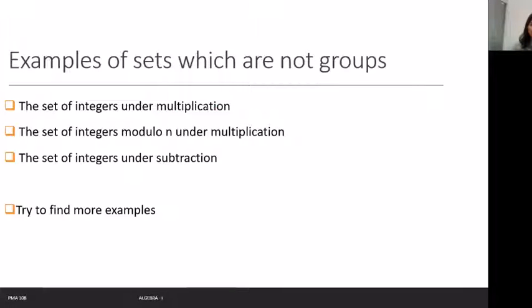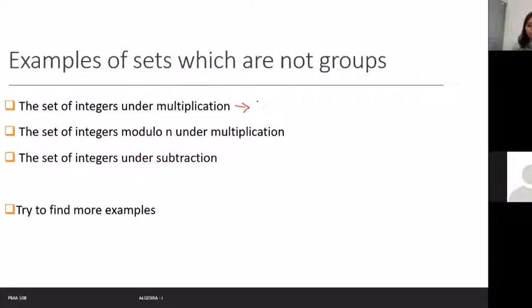So why is the set of integers under multiplication not a group? Yes, why is it not a group? Yeah, anybody can answer. Inverse does not exist. Yeah, inverse does not exist.